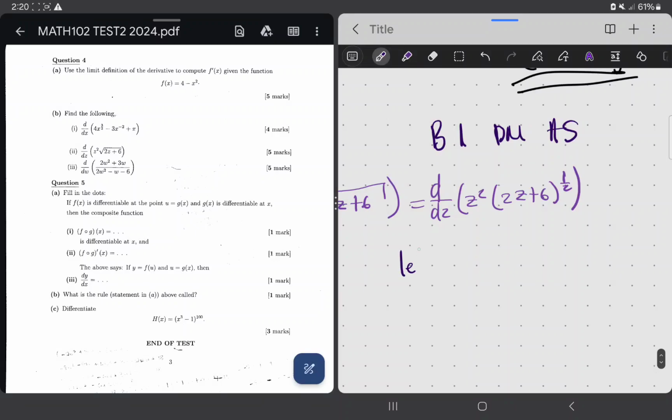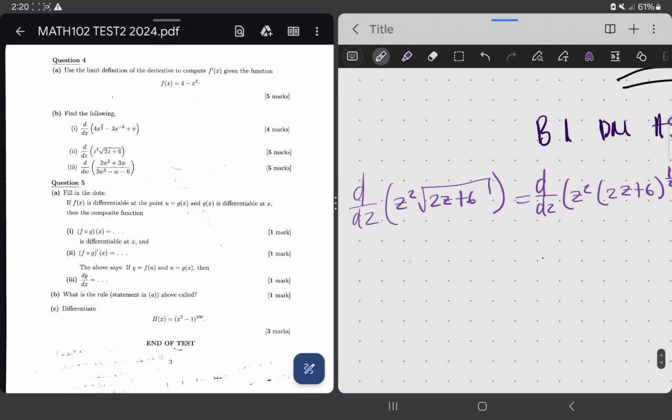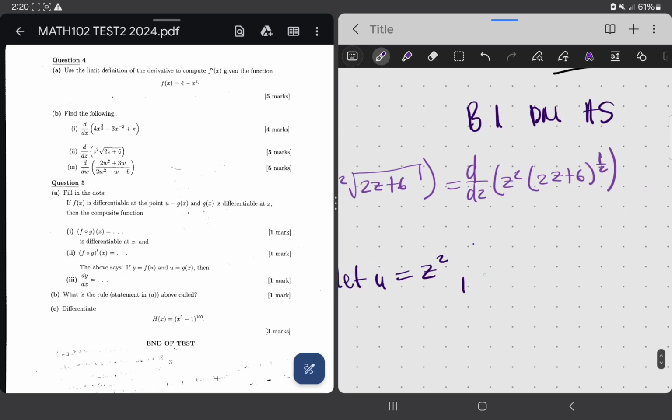Now when you are here, you skip a line, you now say let u be equal to z squared, which is the first one, and you can now say v be equal to the second one, which is 2z plus 6 to the power of half, because these are now two things multiplying. So we are now using the product rule. This is a function, here is a function.